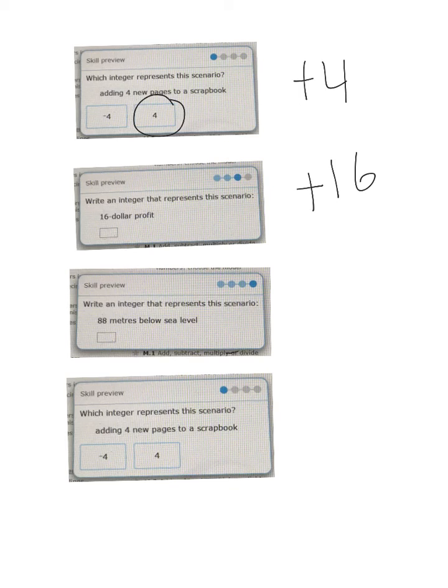Moving on to this third example here, write an integer that represents this scenario, 88 meters below sea level. Obviously below suggests it would be negative 88.